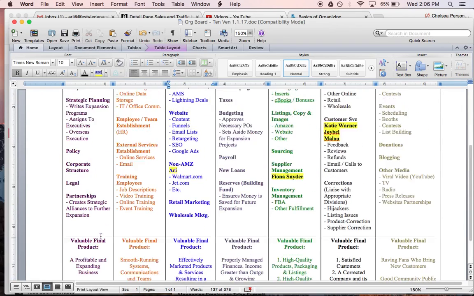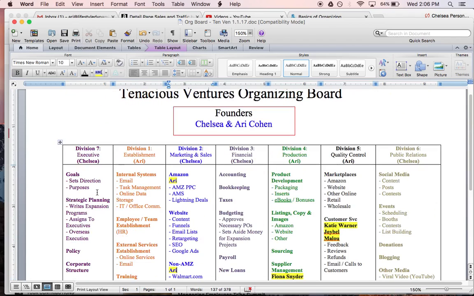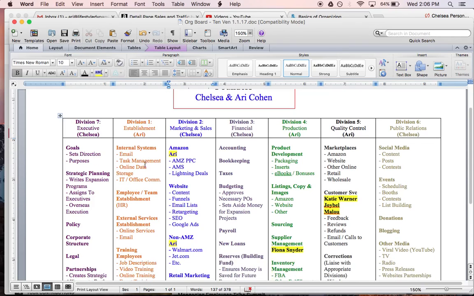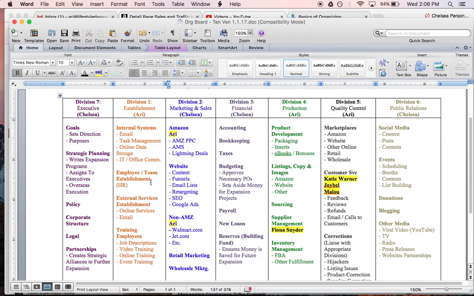That's the executive's job. The person running the company, their job is to make a business that is profitable and expanding. All right, so once the business is dreamed up, then you have to have division 1, which is establishment. And you can call this different things. I think in Hubbard's version of the org board, he calls it communications. So communications, I call it establishment because those are the words that I like for my company. But this is basically, they have to set up the communications within the organization, right? You have to have internal systems to communicate. You have to have email, and in our place we have like online storage and IT and websites and stuff like that where we store our data.